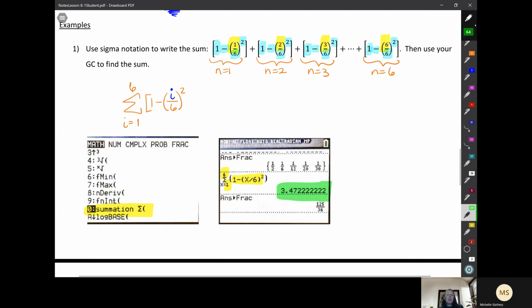And I'm usually going to ask you for that as a fraction. So you want to make sure you know how to change it to a fraction. To change to a fraction here, you just press the math key and then option number 1. And it changes to a fraction and you get your answer of 125 over 36.